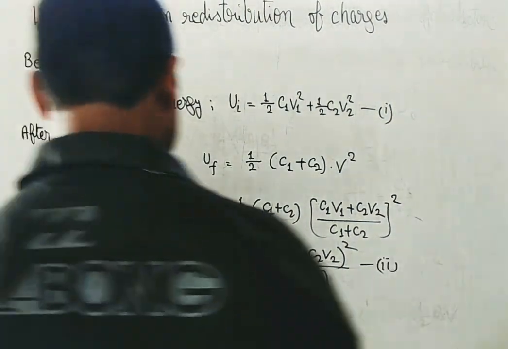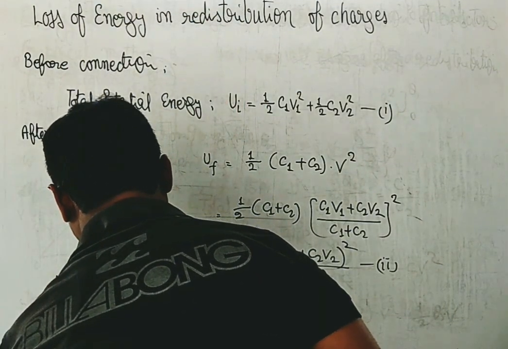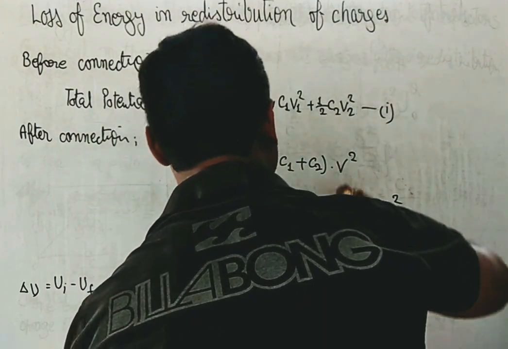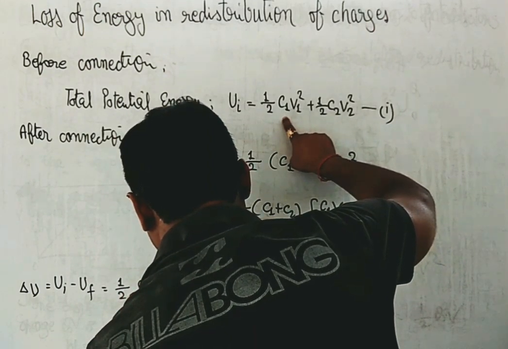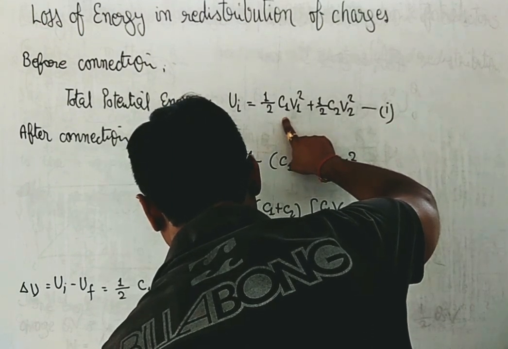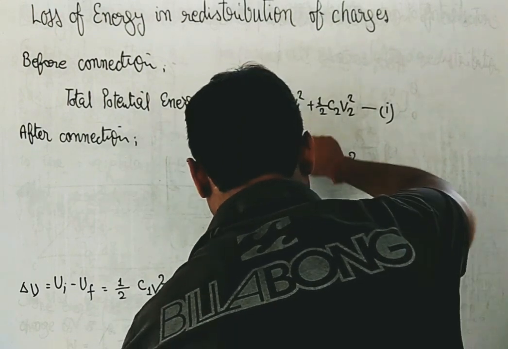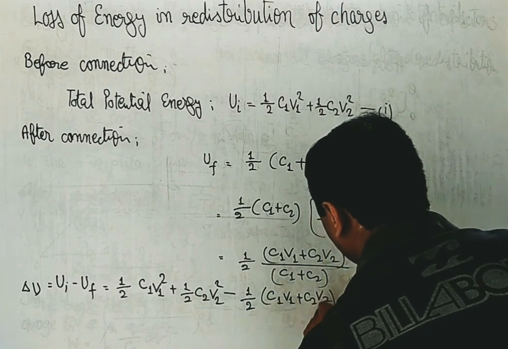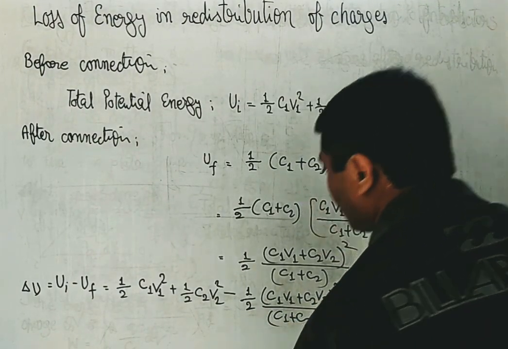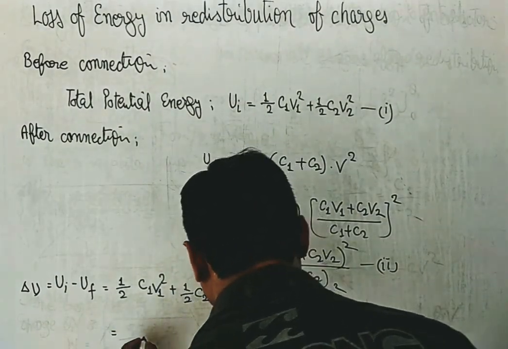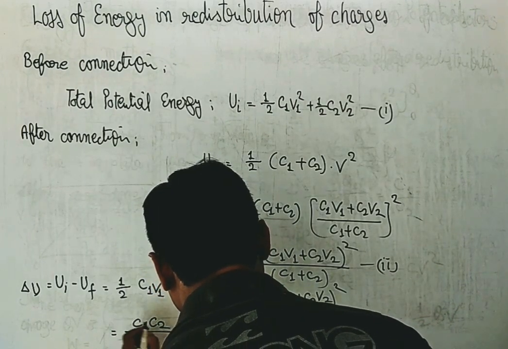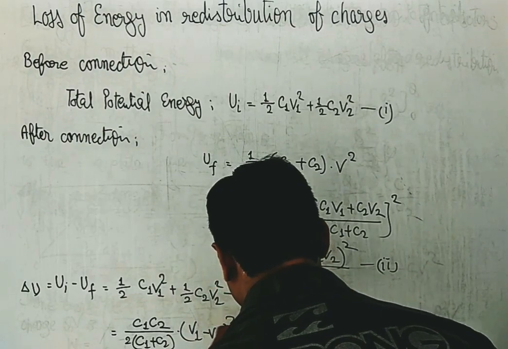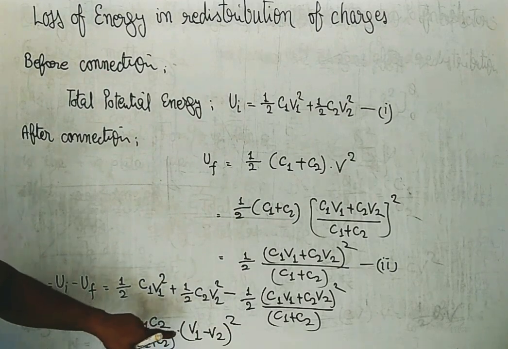Okay, now let's calculate the loss. So the loss in energy will be UI minus UF. Let me call this delta U, and this will give us half, from the first equation, C1 V1 square plus half C2 V2 square, minus this second equation, half into C1 V1 plus C2 V2 square upon C1 plus C2. So let's simplify this. On simplification you will get C1 into C2 upon 2 into C1 plus C2, into V1 minus V2 square. So this will be obtained after simplification.